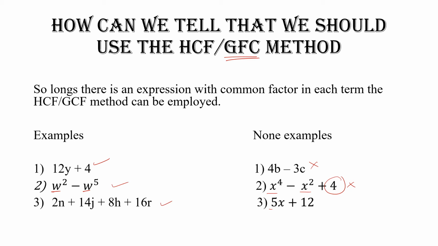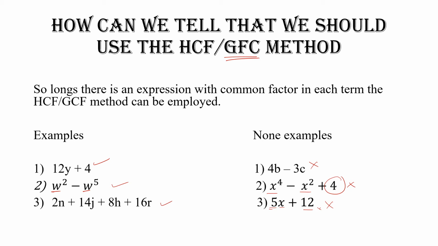Because we have 5, we have 12. And of course, there's no factor that could go between 5 and 12. And yes, here we have an X, but there is no X here. So this is a no-no. And that's basically how we go about identifying. So to use the HCF, in any factorization question, you just look at each term and see if there is something that can be factorized.